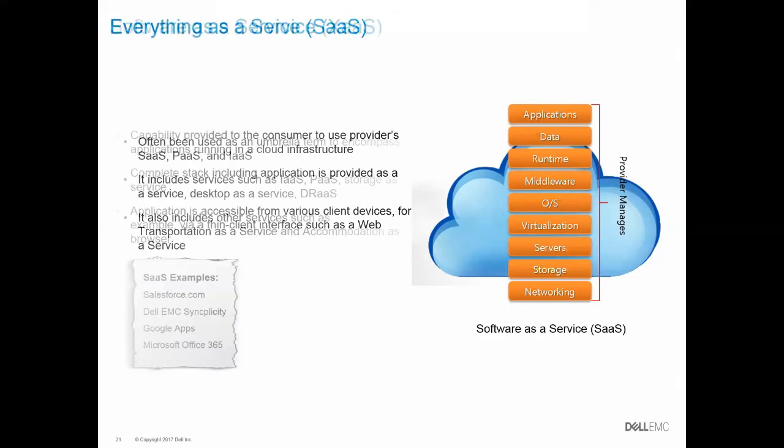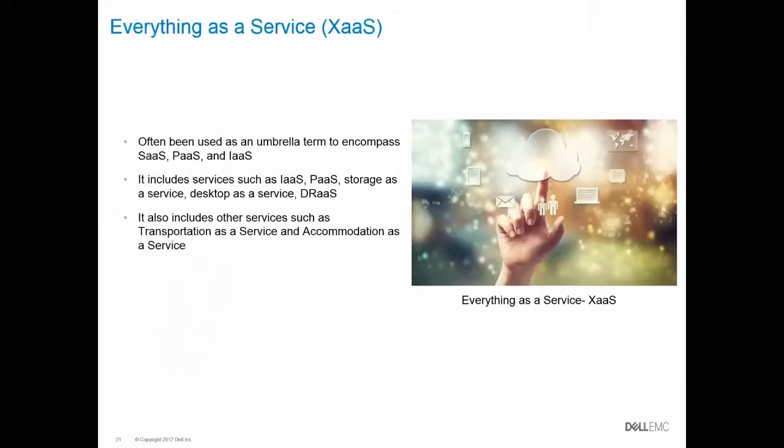Now, some people have come up with many different types of service models other than these three basic ones, like storage as a service, desktop as a service, transportation as a service, accommodation as a service. So various services have come up. So in order to group them all together, we say, okay.